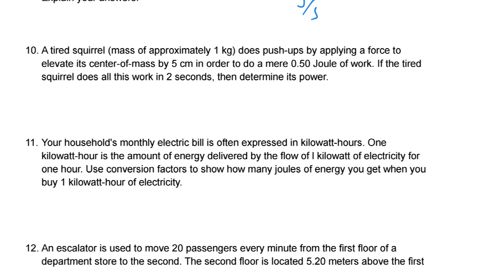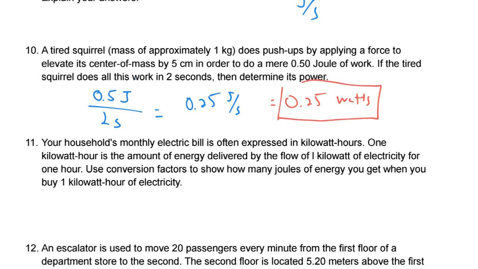So power is just work over time. So if they did 0.5 joules divided by 2 seconds, we will get 0.5 divided by 2 is 0.25 joules per second. Well, the word for joules per second is a watt. So 0.25 watts of power.